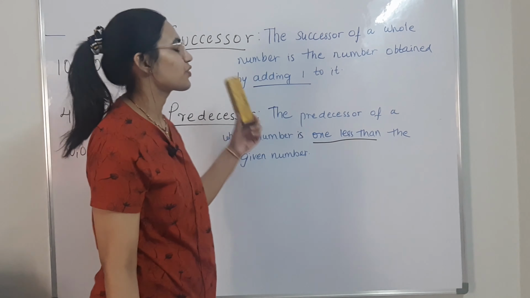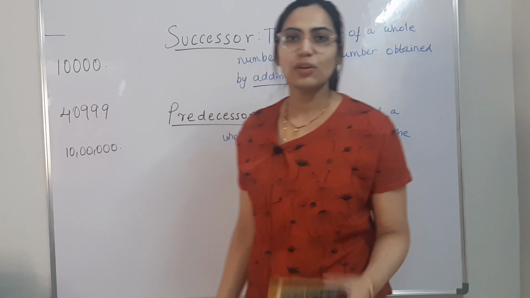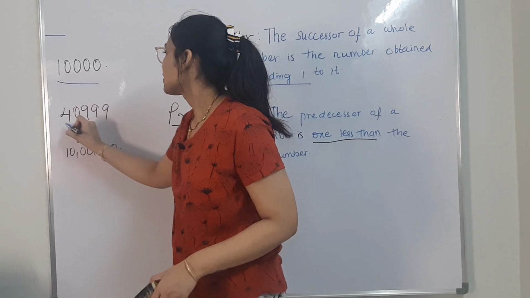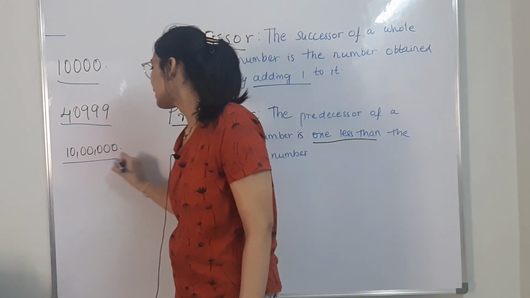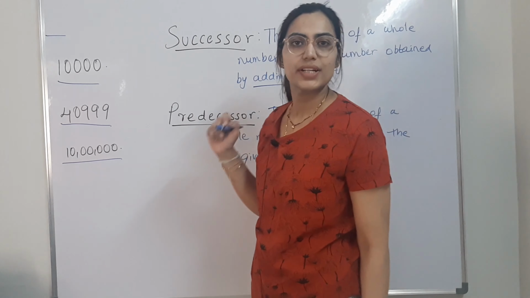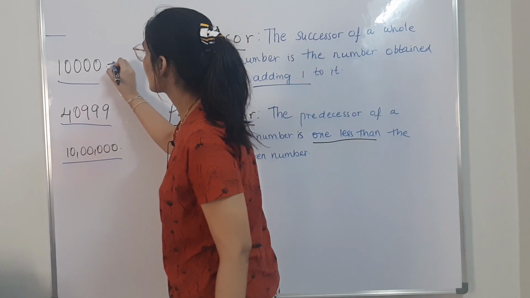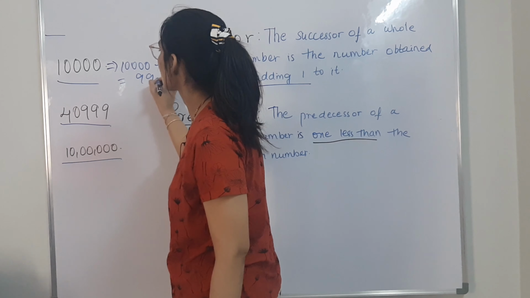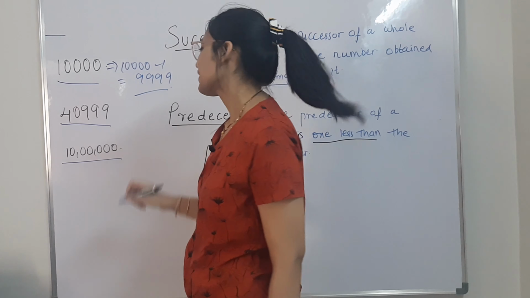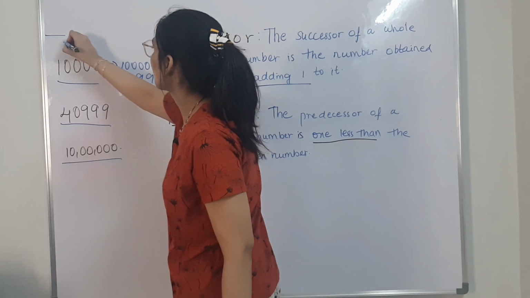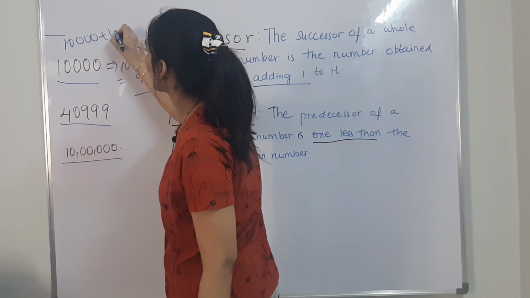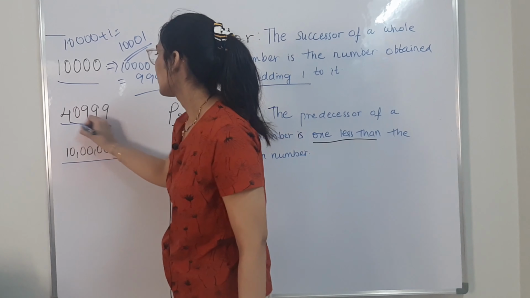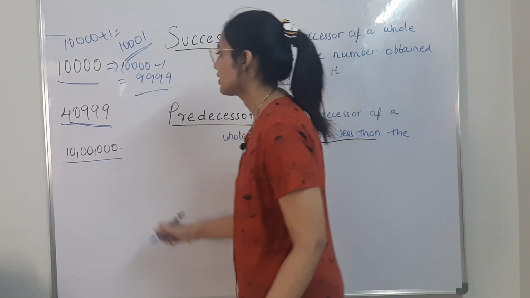This is what I was trying to summarize in the previous video. Now let's apply these concepts on a few numbers. Here I have written 10,000, 40,999 and 1 million. Let's find the predecessor and successor of these. What is the predecessor of 10,000? It is 10,000 minus 1, that is 9,999, right? And the successor is 10,000 plus 1, that is 10,001.